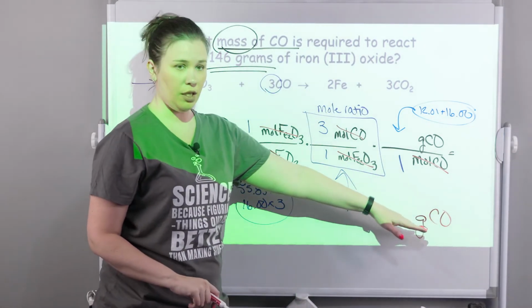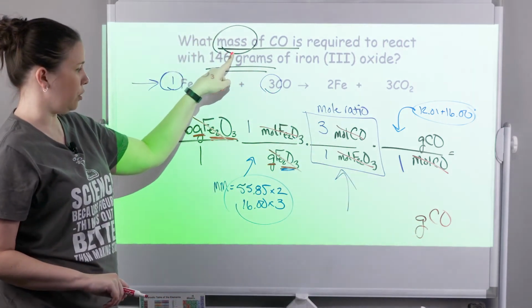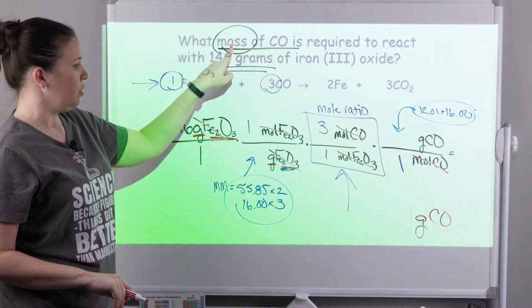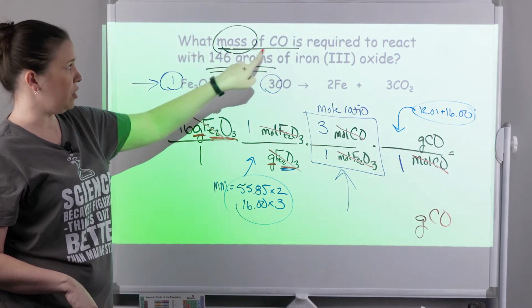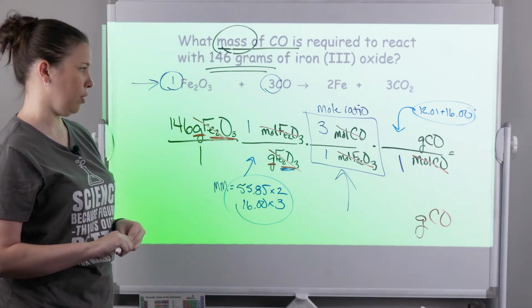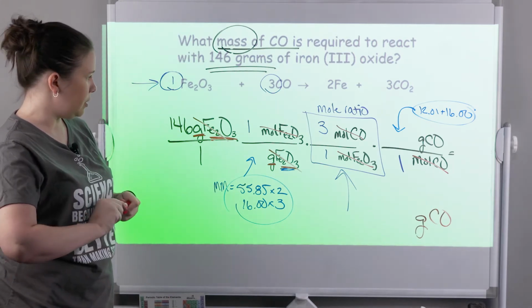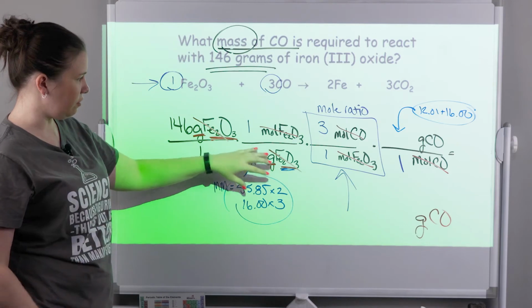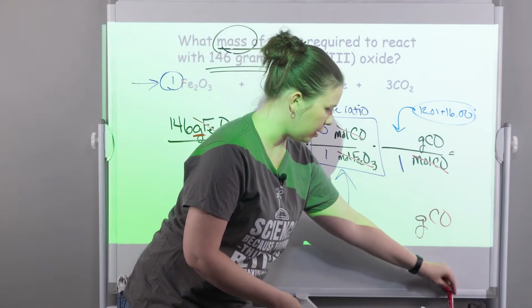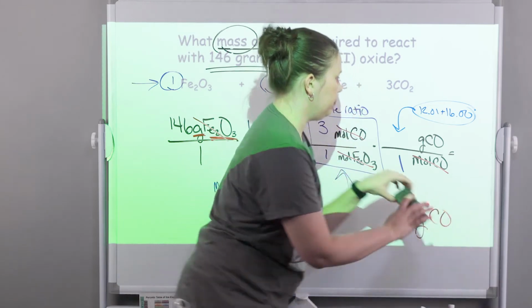Now we want to make sure that that is what we were looking for, and all of the other units completely 100% cancel out. Grams of carbon monoxide will give me the mass of carbon monoxide, which is what I was looking for, so I know I've set this up correctly. Now I want to put it into the calculator. 146 divided by our molar mass times 3 and times the molar mass of carbon monoxide. Let's see what we get.